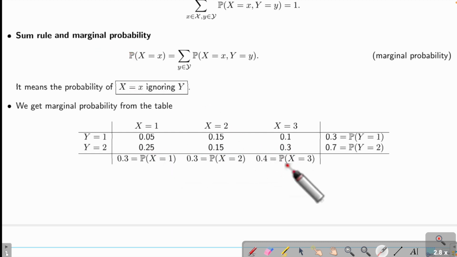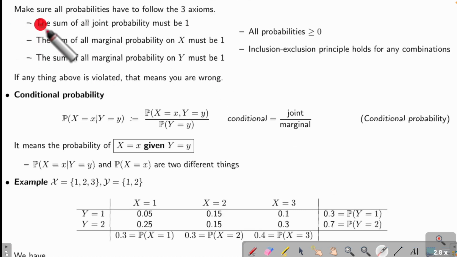So this is the marginal probability. And how do you get marginal probability? You basically just sum the probabilities over the columns or rows. Okay? And this operation, the sum, is actually the sum rule. And make sure that the probabilities follow the three axioms. That is, all probabilities are larger than 0, and all probabilities summed together must be 1. Yeah, and make sure you use the inclusion-exclusion principle if the intersection is a non-empty set. Okay, if any of the axioms is violated, that means you're wrong.